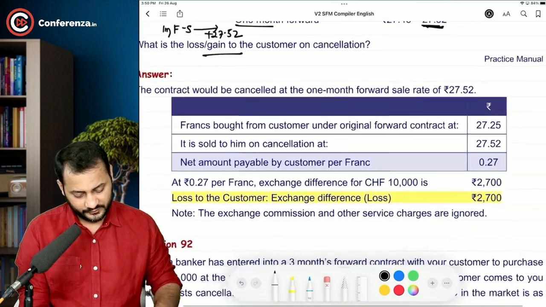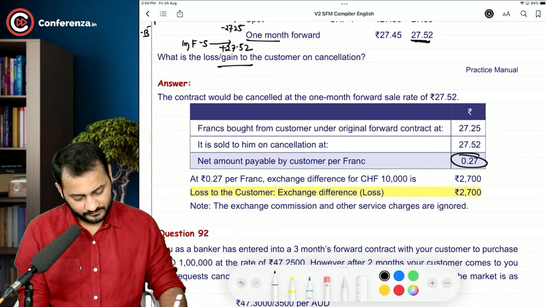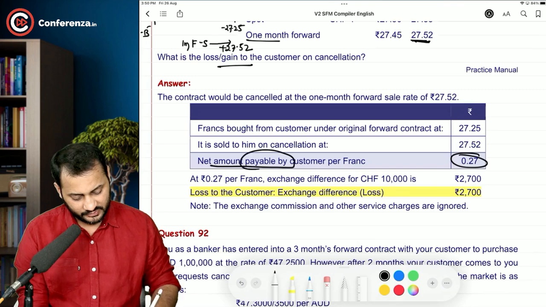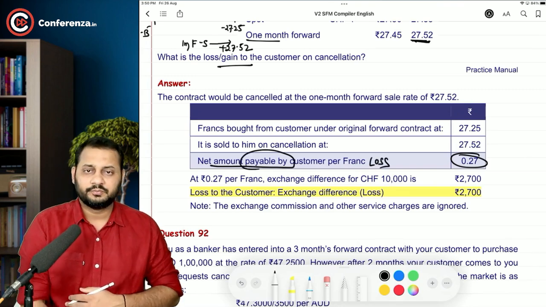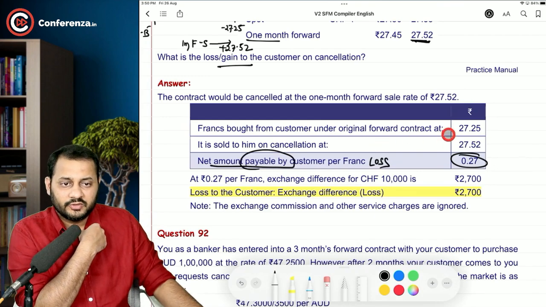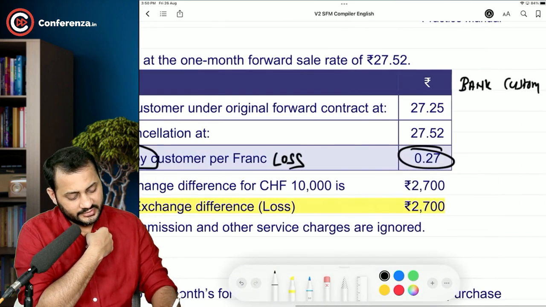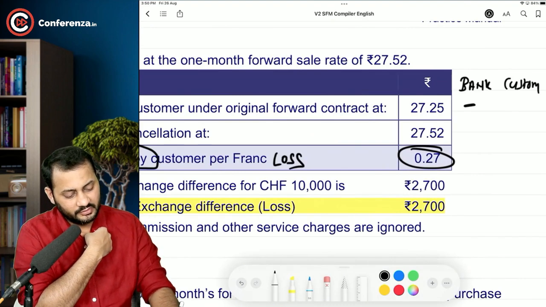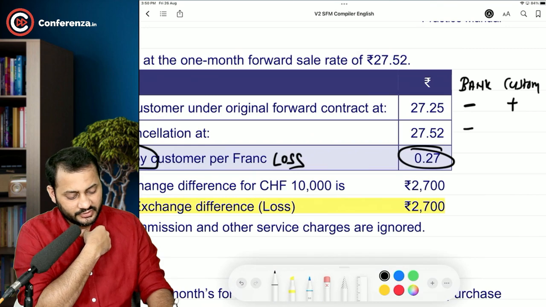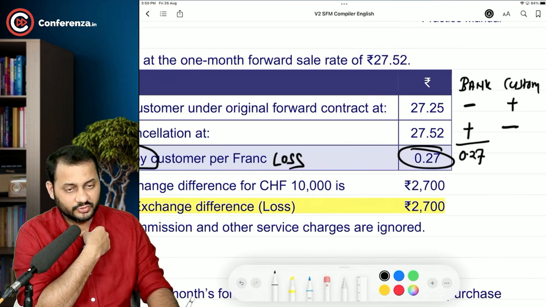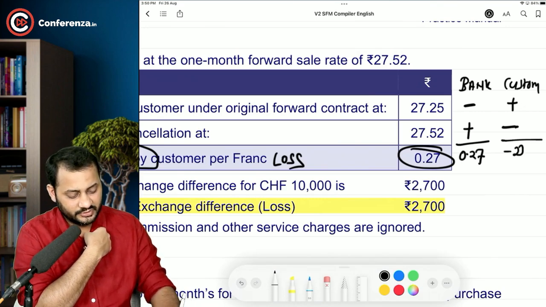So 0.27. See, net amount payable by customer, because it's a loss to him. Original contract was 27.25. See, for the bank and for customer, 27.25 was payable by the bank and receivable by the customer, and 27.52 is receivable by the bank, payable by the customer. So ultimately we can see 0.27 is positive for the bank and 0.27 is negative for the customer. So that's why it's a loss.